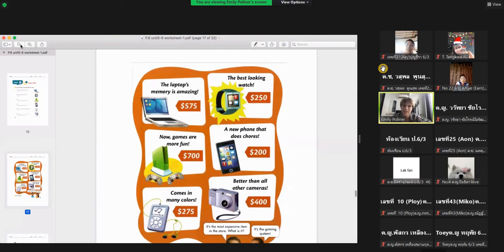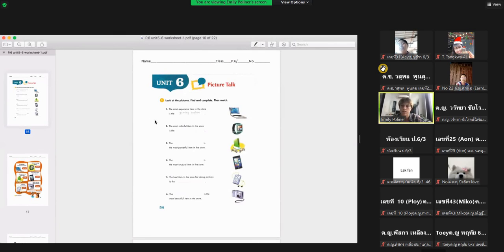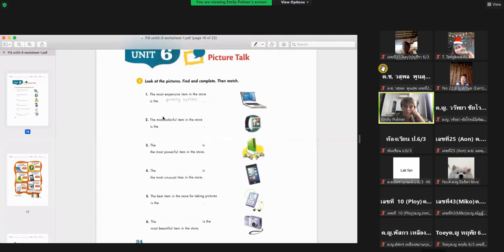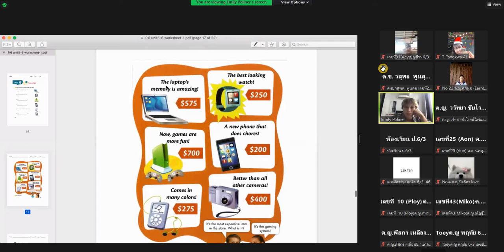Did anyone finish this page? Did anyone finish the picture talk? Or not yet? Okay, let's go over it then. Let's just go over it. Okay, so let's look at all of our pictures first. The laptop's memory is amazing. So it has a lot of storage. It can have all kinds of pictures and videos. Okay. And it's how much?